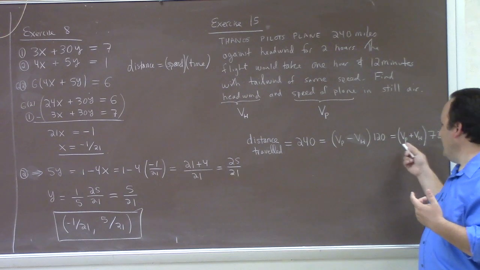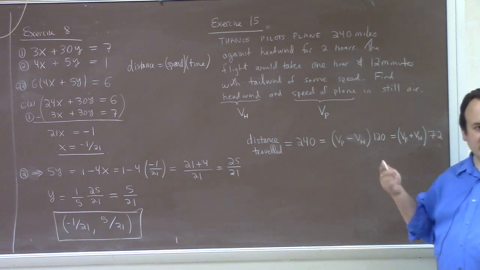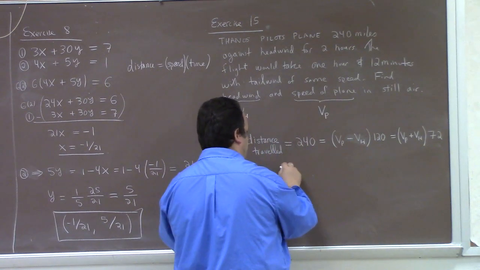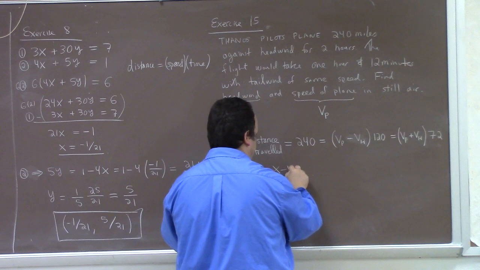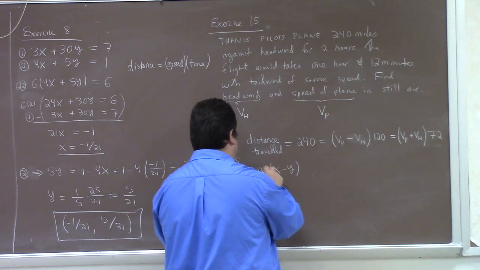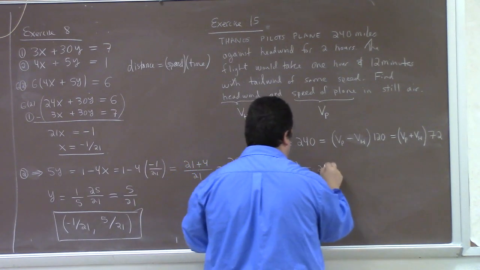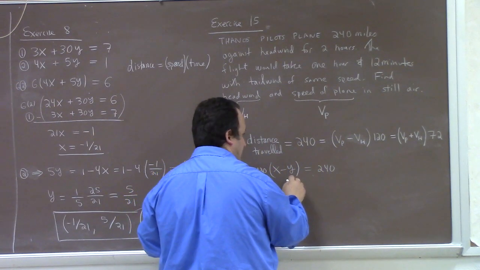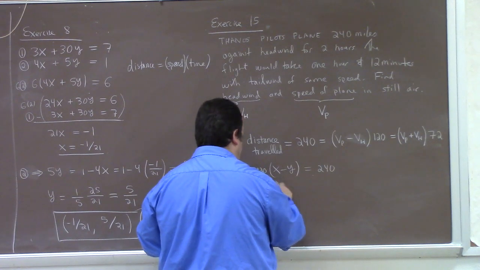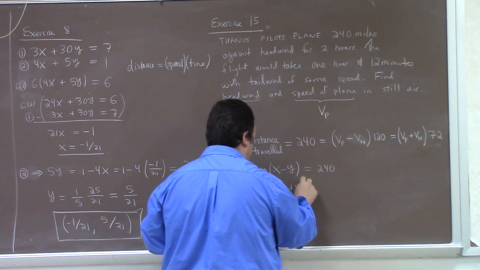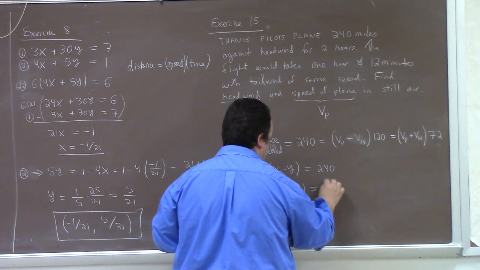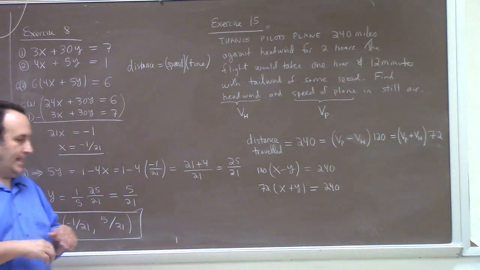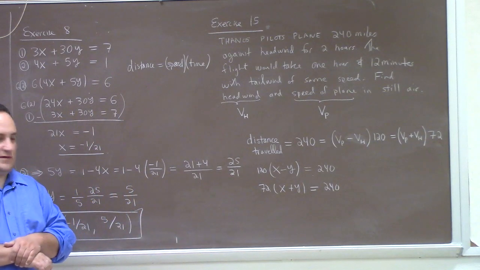Now, maybe we should change it to x and y just to make the equation easier to think about. So let's say we've got x minus y times 120 equals 240. And we've also got 72 times x plus y equals 240. How should we solve those?